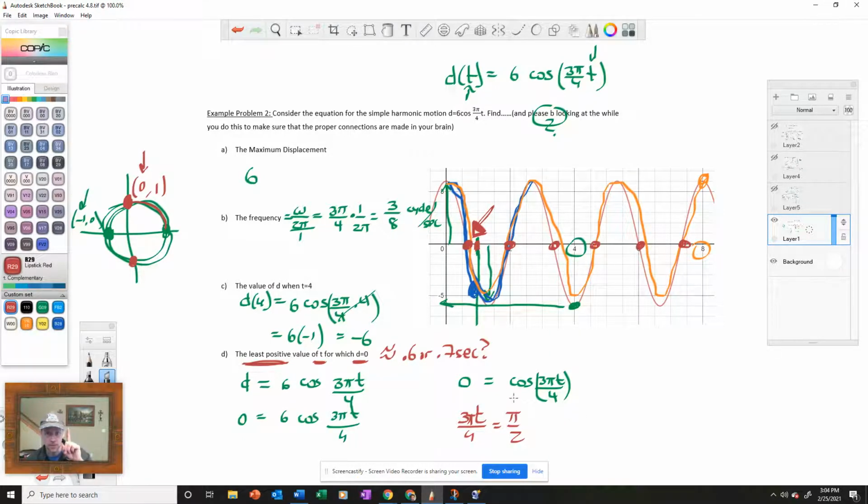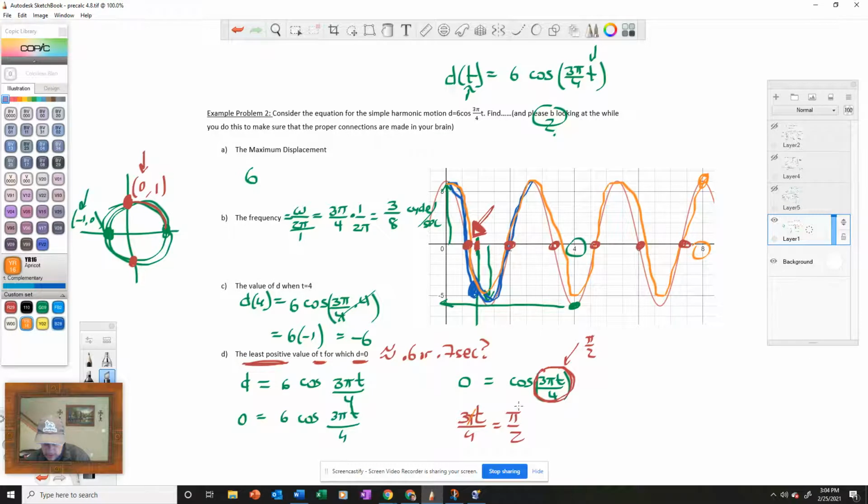Think about what I just did there. That was a tricky move. Okay, the cosine of this angle equals 0. So what must this angle be? Well, this angle must be pi over 2 because the cosine of pi over 2 equals 0. So I'm saying that 3 pi t over 4 needs to equal pi over 2 because that's where the cosine is 0. I can divide both sides by pi, obviously.